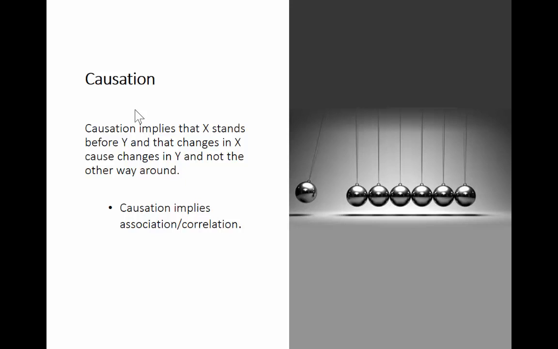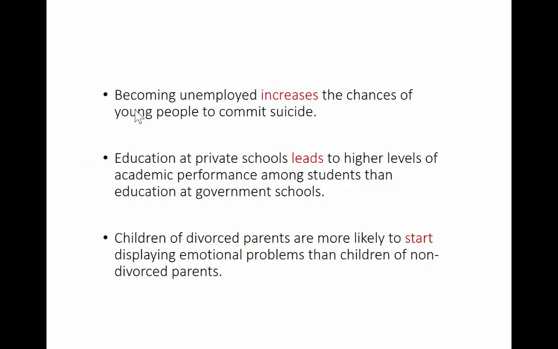So the key point here is coincidence doesn't mean association. Association doesn't mean correlation, and correlation doesn't mean causation. Okay, now I have here these statements formulated in a way that they imply causal relationships. So now I'm saying becoming unemployed increases the chances of young people to commit suicide. You see, I clearly signal what is before. In the other scenarios, I didn't make that clear. I didn't make clear which is sort of before, which causes the other one.